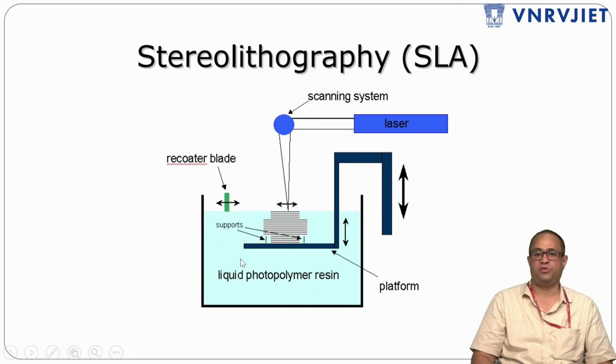As you can see in this figure, there is the elevator platform, which is completely immersed inside the photopolymer liquid. After finishing all the layers, it is taken outside, and then the part is removed.